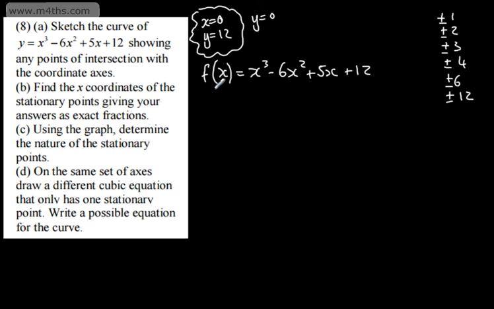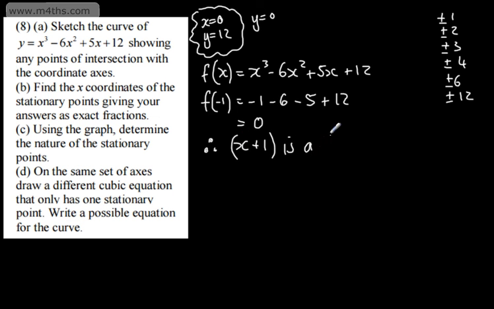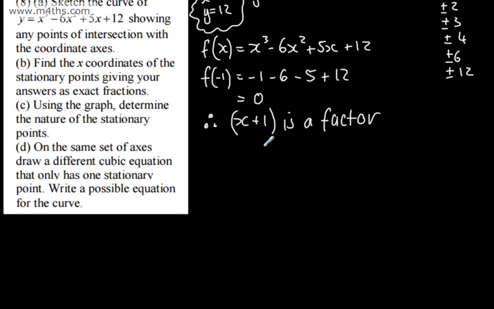Now, if I substitute in, let's say, 1, that is not going to give me 0. Let's try f of negative 1. F of negative 1 will be negative 1, we'll subtract 6, we'll subtract 5, and we'll add 12. That looks good. That's going to be equal to 0. Therefore, we can say that x plus 1 is a factor. If you haven't seen that method before, please do check it out. I'm assuming that you're fairly comfortable with this.